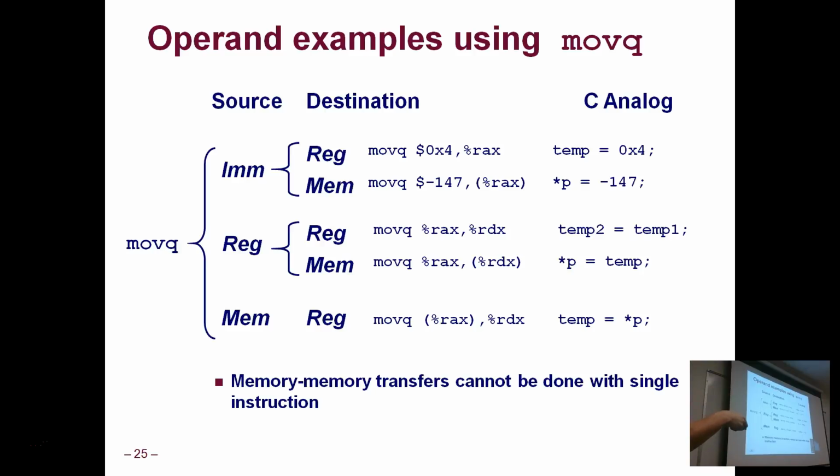The register to memory, where you're moving a register into parentheses RDX, this is like having the pointer P stored in RDX, and you're assigning what it points to a temporary variable. And then the last one, moving a memory location into a register. If you have parentheses RAX, this is like dereferencing a pointer P stored in RAX, getting the value that's there, and then moving it into a temporary register or temporary variable in RDX. So sort of one-to-one mapping between your assembly and your C program.